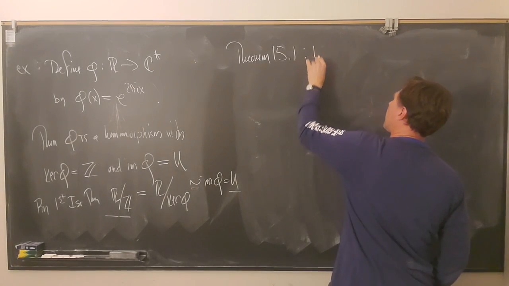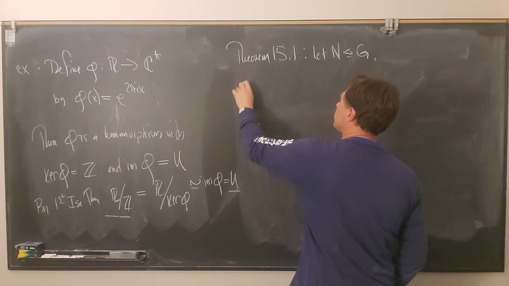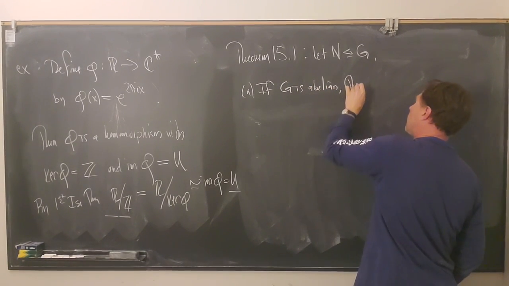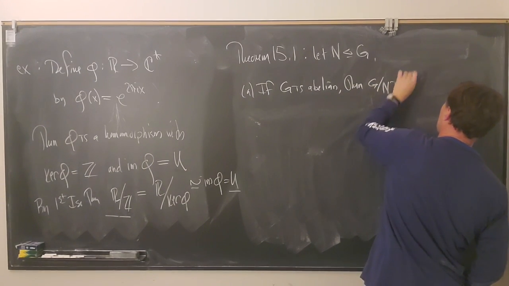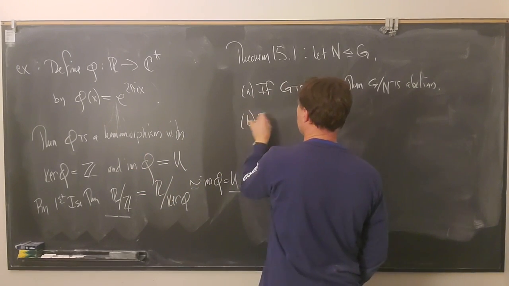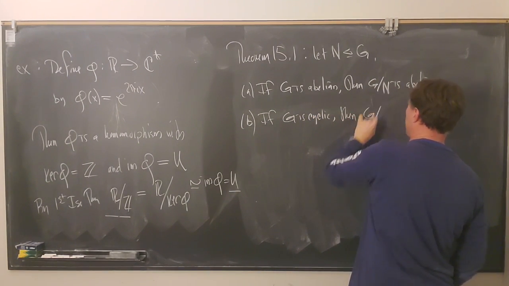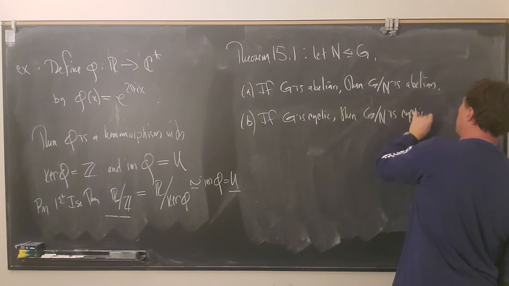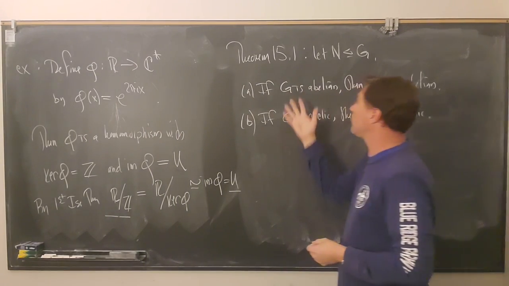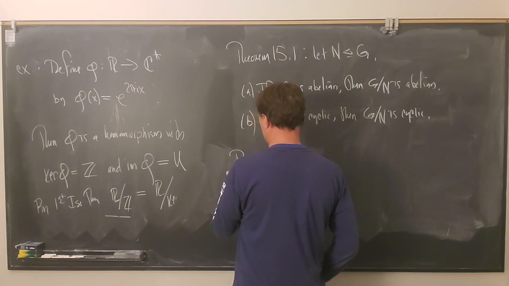So our first theorem: let N be a normal subgroup of G. There are two parts to this. Part A, if G is abelian, then G mod N is abelian. And part B, if G is cyclic, then G mod N is cyclic. So a quotient of an abelian group is abelian, a quotient of a cyclic group is cyclic. Here are two situations where the properties of G are shared by the corresponding quotient. The proof in both cases is pretty straightforward, but let's work through it.